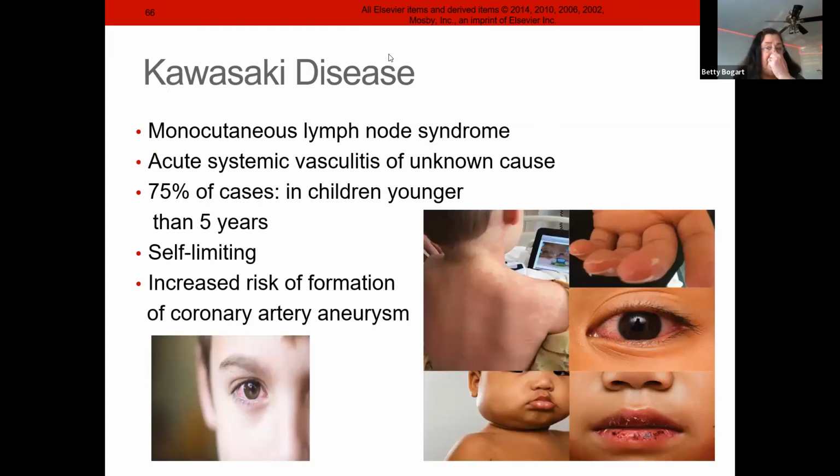And then Kawasaki disease. It's another one of these weird viral things. It inflames the vasculature. It's called an acute systemic vasculitis. And what we're mostly concerned about is the coronary arteries. Those vessels get inflamed and can get aneurysms and pop, and they can die. These kids have hands and feet that are peeling or blistered. They have a rash on them, strawberry tongue, cracked lips, and glow in the dark eyes.